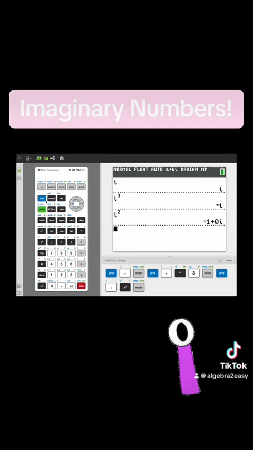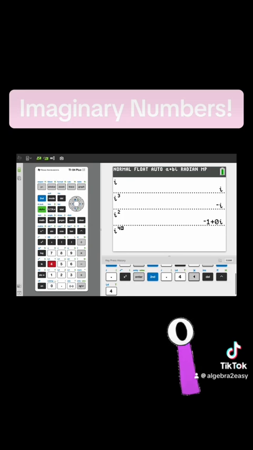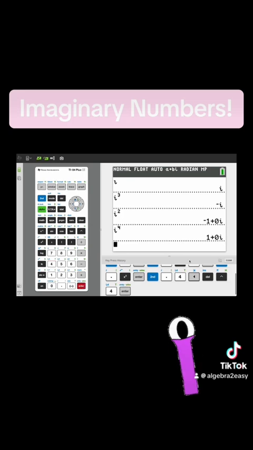Let's try i to the fourth. i to the fourth, 1 plus 0i. So i squared is negative 1 and i to the fourth is positive 1. And this is a quick trick that you can use if you need to simplify something larger. This shows up on the ACT all the time, and just knowing how to put your calculator in the right mode will do all the heavy lifting for you.